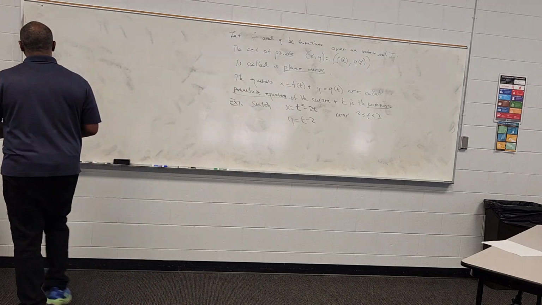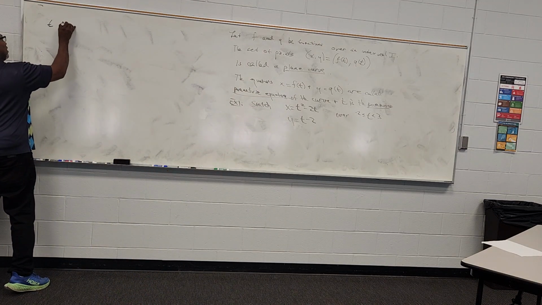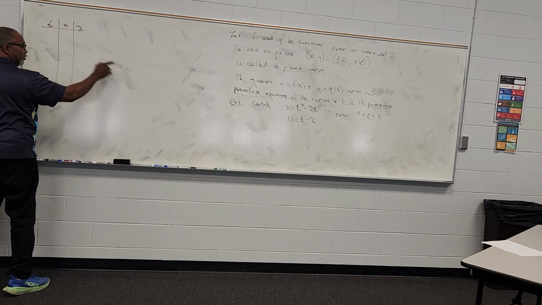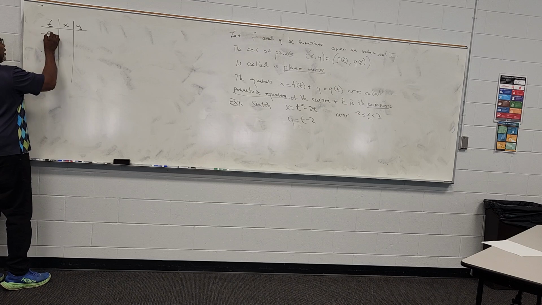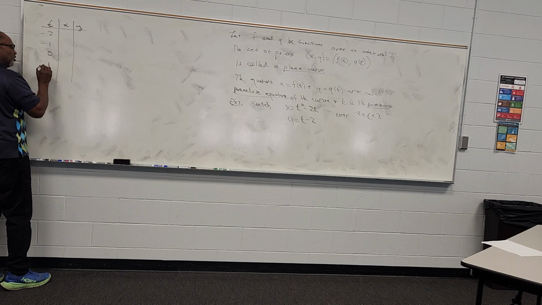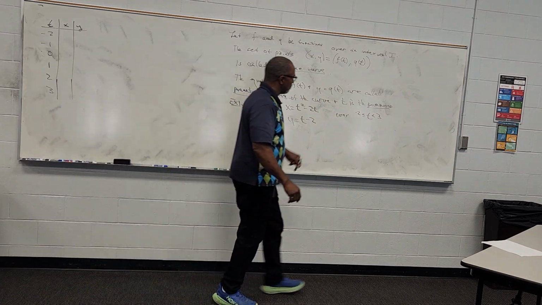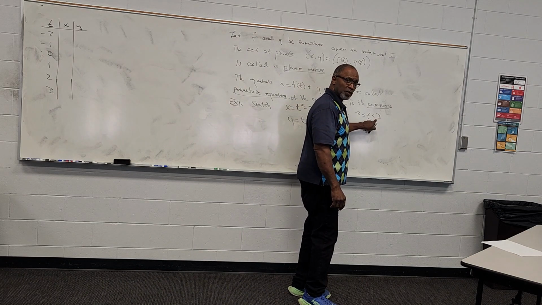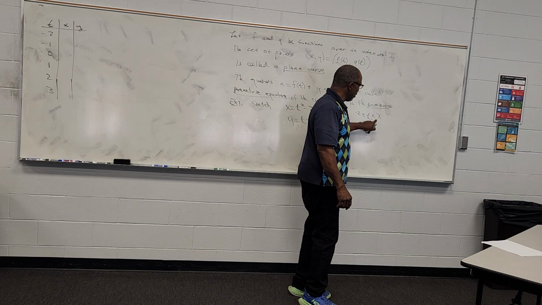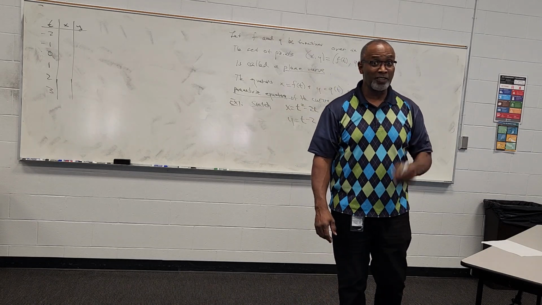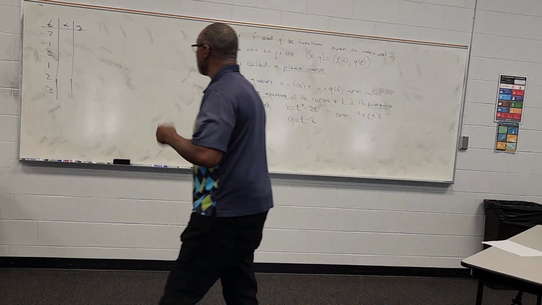So we're going to create a little chart: t, x, and y. We're going to use t values negative 2, negative 1, 0, 1, 2, and 3. Now I'm going to use 3 even though t is strictly less than 3. So when I get to t equals 3, that point won't actually exist. I'm going to put an open circle there, but I'll need to know where to place the open circle.